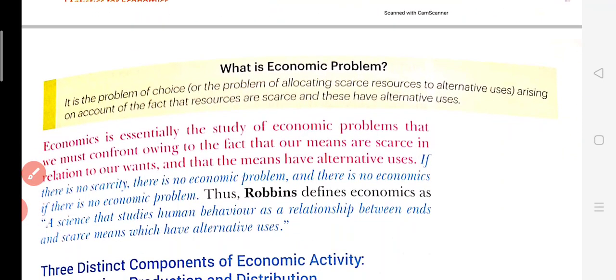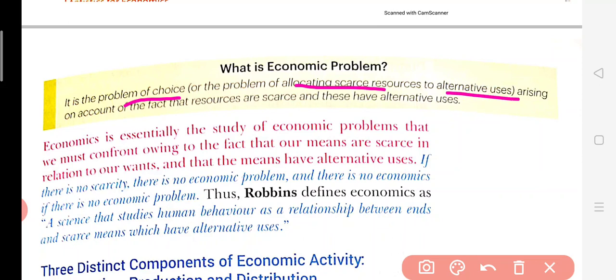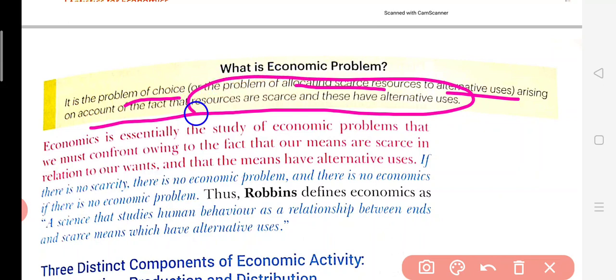Now what is the economic problem? The economic problem is a problem of choice. It means allocating resources to alternative uses, arising on account of the fact that resources are scarce and have alternative uses. The first problem is that the resources are limited; they are not in abundance. The second problem is that they have alternative uses.